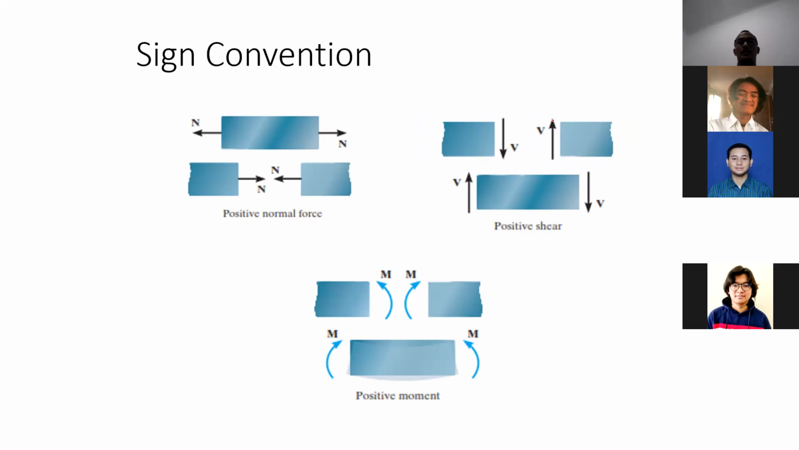For moment, it's quite simple as well. The positive direction is the one that will make the beam smile, so the deflection of the beam will be smiling. That's why the moment is like this, because that one will make the beam smile. If we do a section here, the left side of the cut will be like this and the right side of the cut will be like this. That's the positive direction. So a positive moment makes the beam smile.